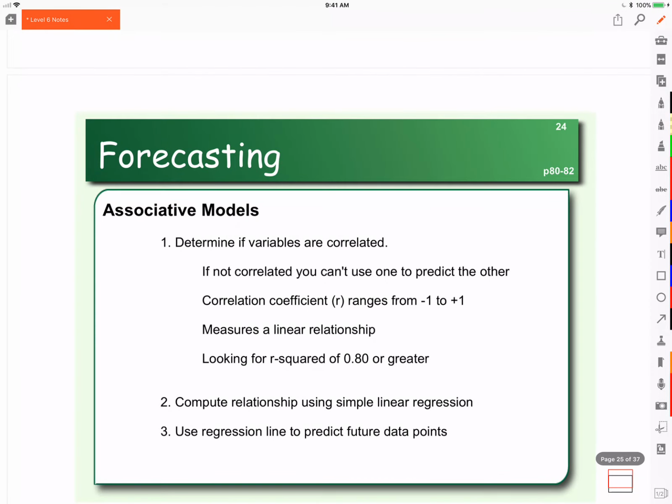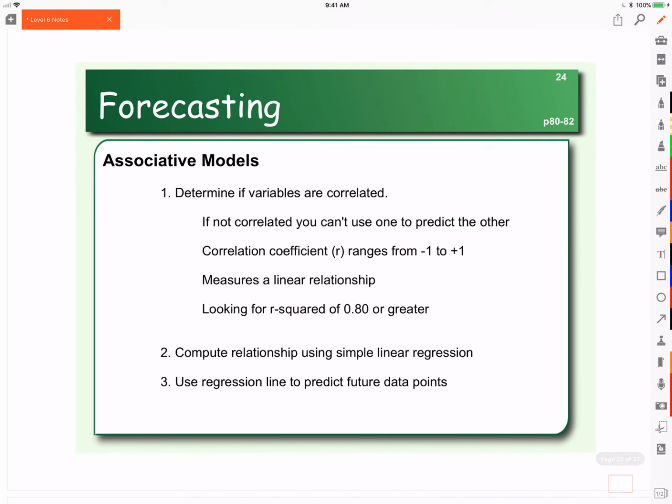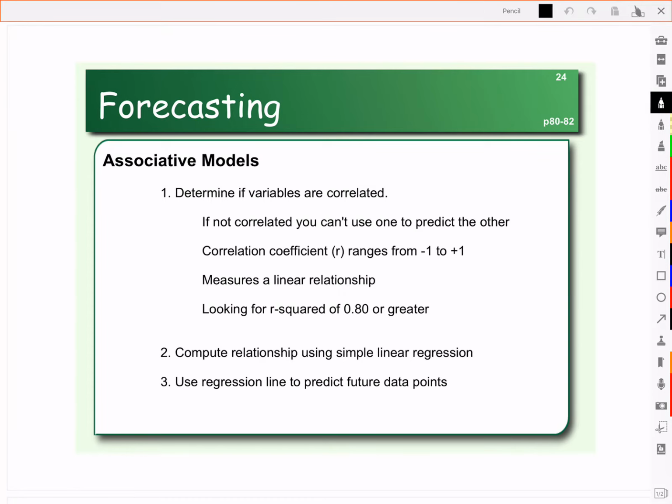When we do that, what we are looking for is a relationship between our two variables, between the one we're trying to predict and the one that we're using to predict our data with. So we're trying to predict sales using break-ins. So we need the two variables to be related to each other. So essentially what we're looking at is what is called R-squared. This is the coefficient of determination.